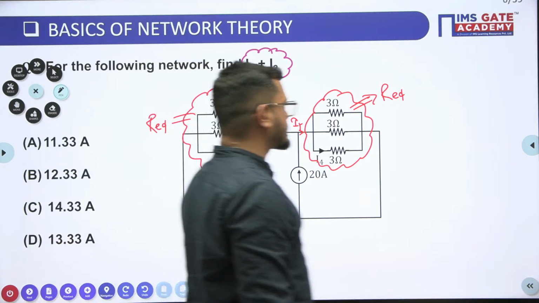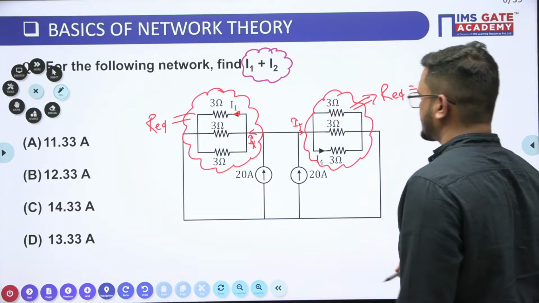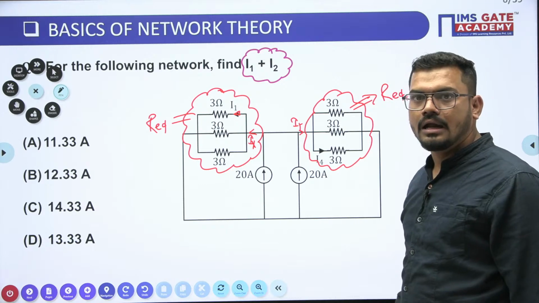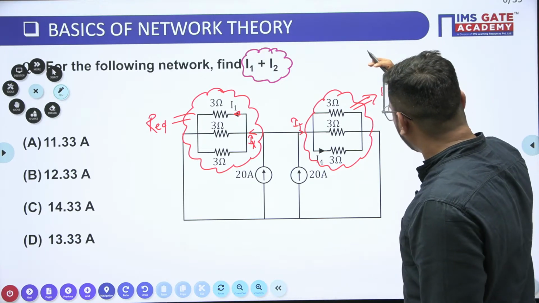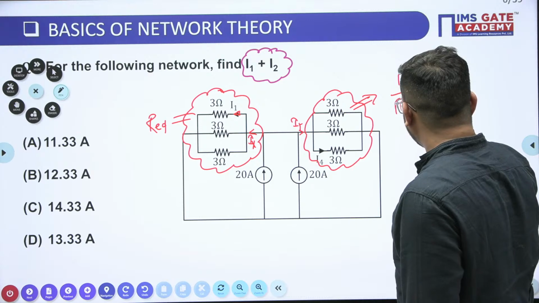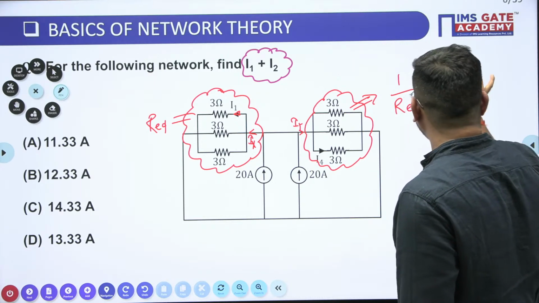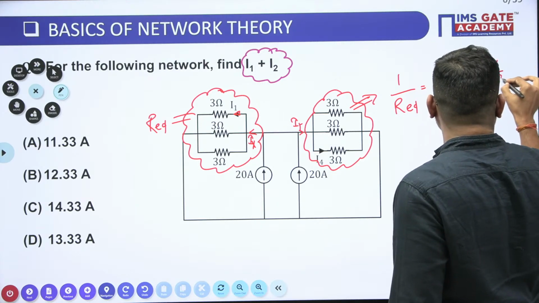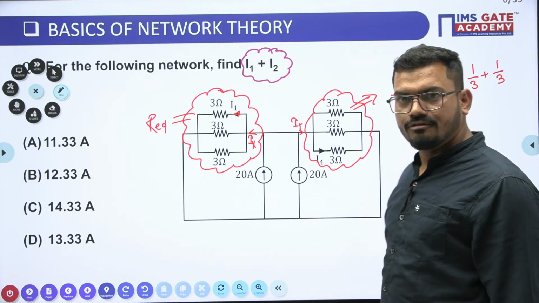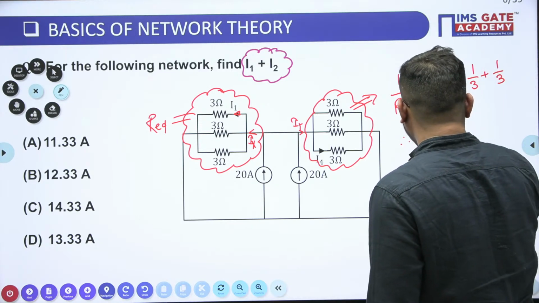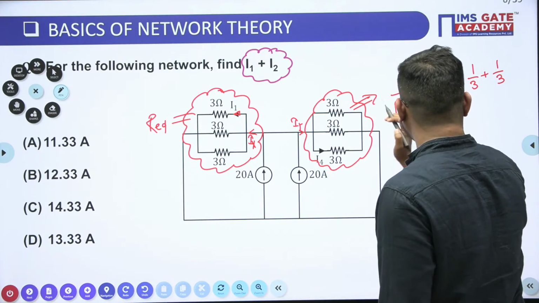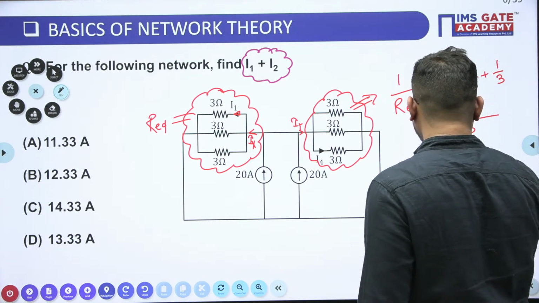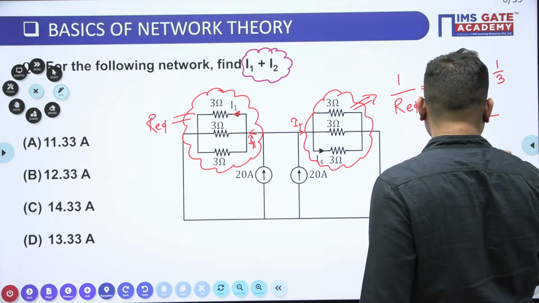Okay, so let us find. What is the value of R equivalent? Here we can see 3 resistors are connected in parallel, and when resistors are connected in parallel we can write 1 by R equivalent is equal to 1 by 3 plus 1 by 3 plus 1 by 3. So from here we can say R equivalent is equal to 1 ohm.